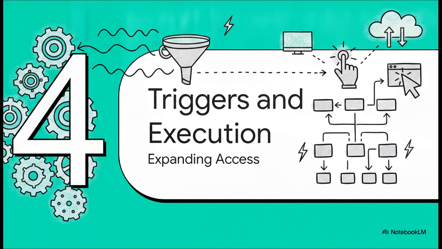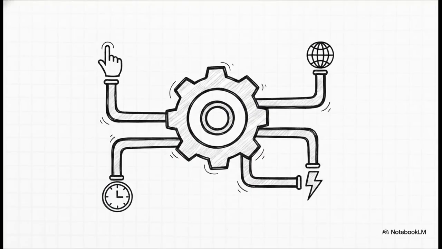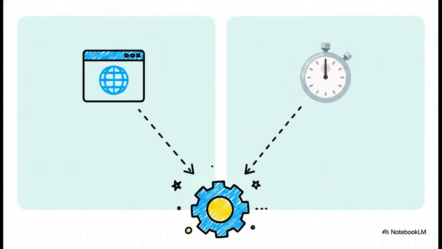Let's look at part 4. Triggers and execution, expanding access. Because we've gone through the effort of modularizing our functions and hooking them up to that central router, we can now run the exact same text analysis logic through 4 entirely different execution paths. This means no more rewriting your code for different environments. We can use direct invocation, hit an HTTP endpoint, trigger a fire-and-forget asynchronous execution, or even rely on a scheduled cron trigger. This brilliantly illustrates the flexibility we've unlocked.